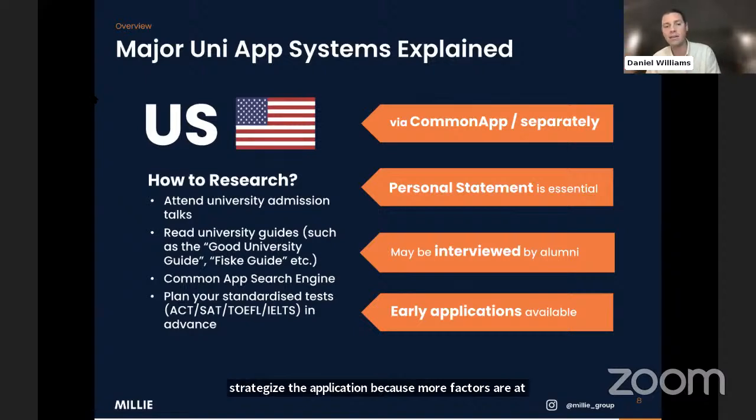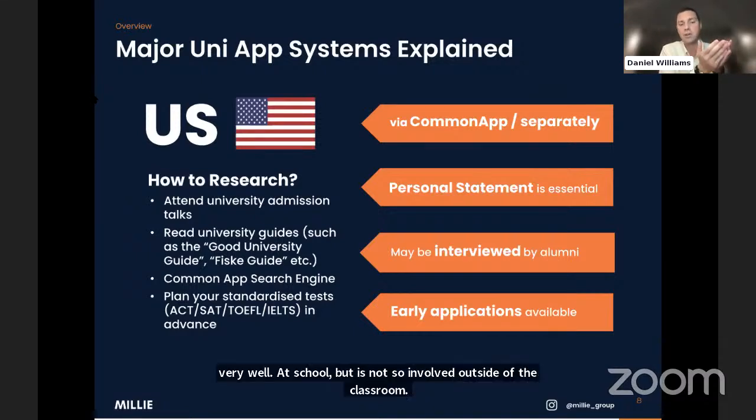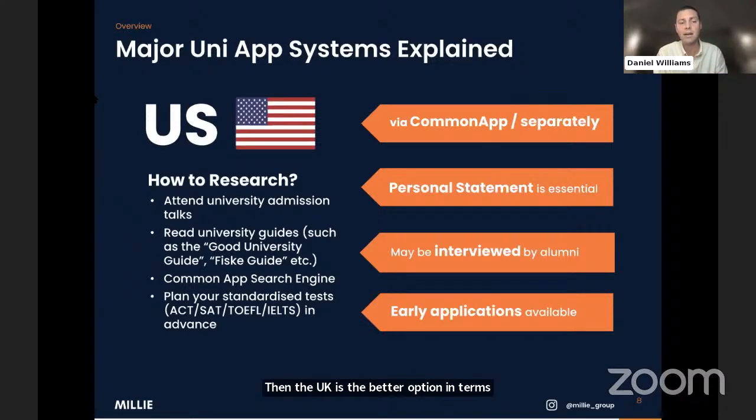So generally speaking, if you are someone who does very, very well at school, but is not so involved outside of the classroom, then the UK is the better option in terms of where you apply, because that's really all that they're looking for, right? Your grades and the personal statement. If you are someone who might not perform so well within the classroom, but is very active outside the classroom with clubs and internships and sports and volunteering, then the US might be a better place for you to submit your application because they take into account this holistic evaluation.